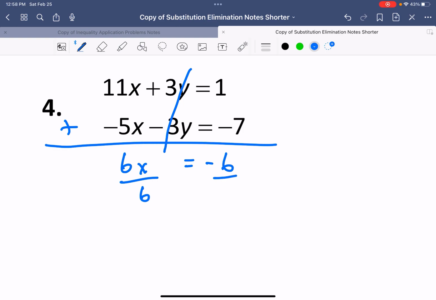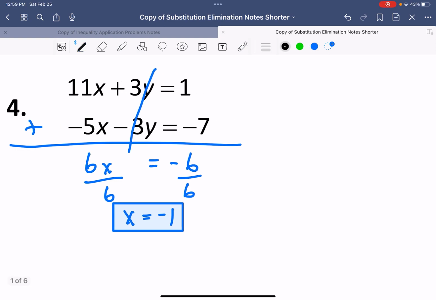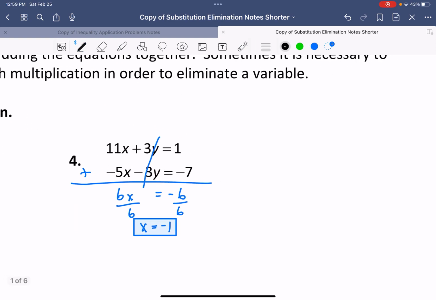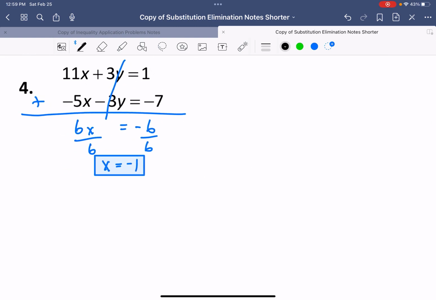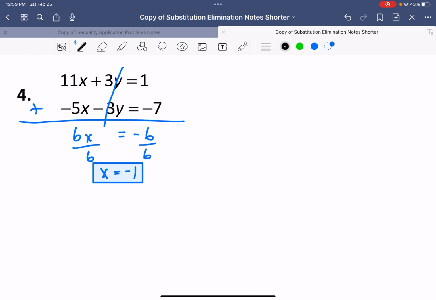Let's divide and get x by itself. X is equal to negative 1. All right, if you remember, now what are we going to do from here? We're going to plug in our negative 1 into one of these equations. Let me think here which one. Kind of doesn't matter. I'm going to just go ahead and do the top equation.